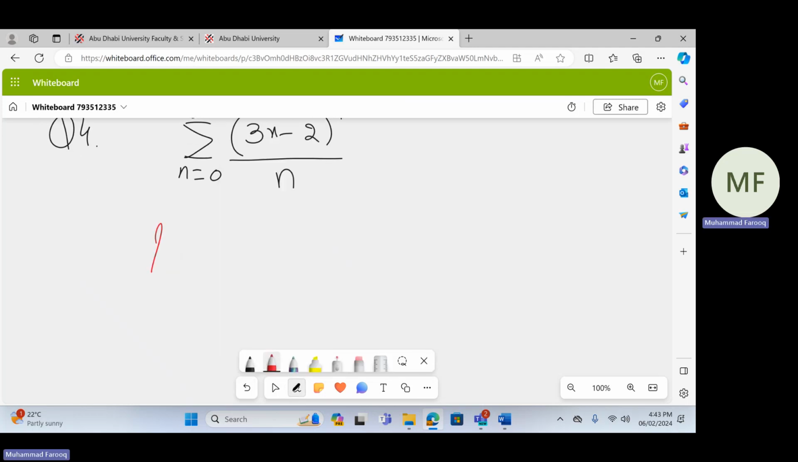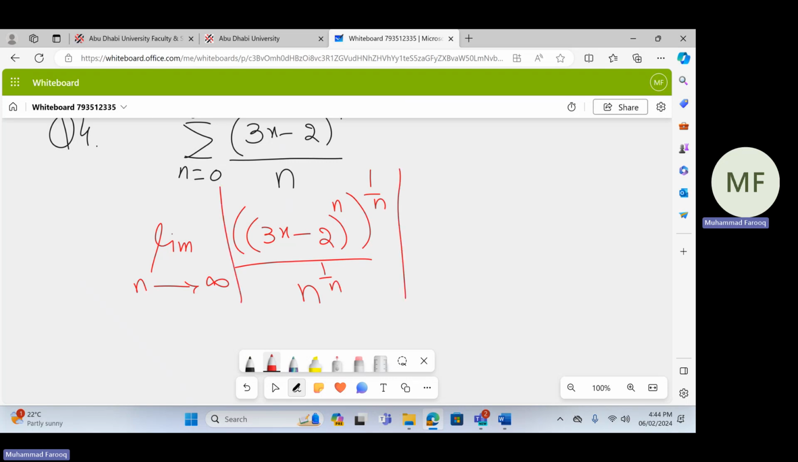So we have the limit as n goes to infinity of (3x minus 2) to the nth power, divided by n, take the nth power, with absolute value. Do you understand what I did? The powers cancel, which means I apply the root test. The root test calculates the nth root, the 1 by n power of the expression.